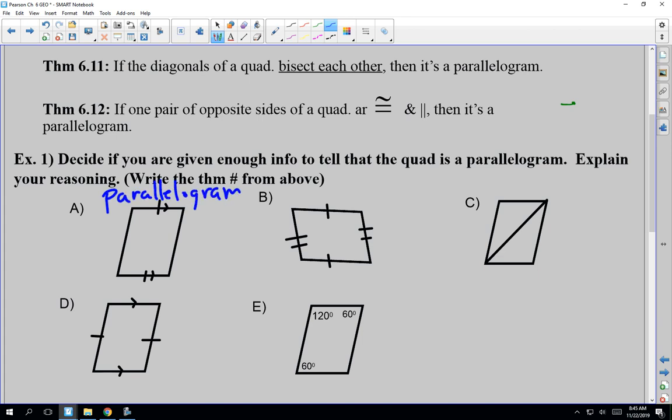We don't want to say theorem 6.12 because that numbering system is not necessarily universal, but we'll say because opposite sides are congruent and parallel. You can do it with shorthand. So opposite sides are congruent and parallel. So that's a parallelogram. What about B? Does it fit any of those 5 theorems up above?